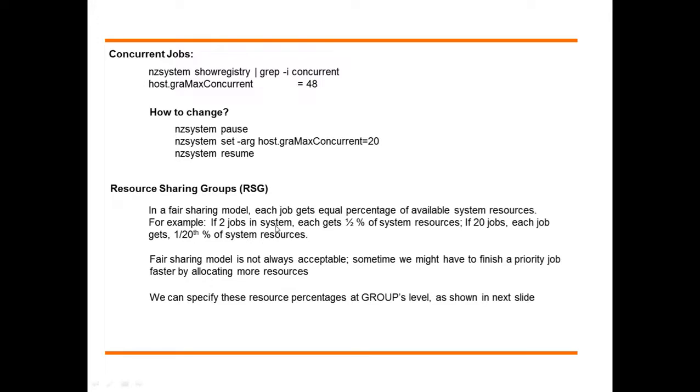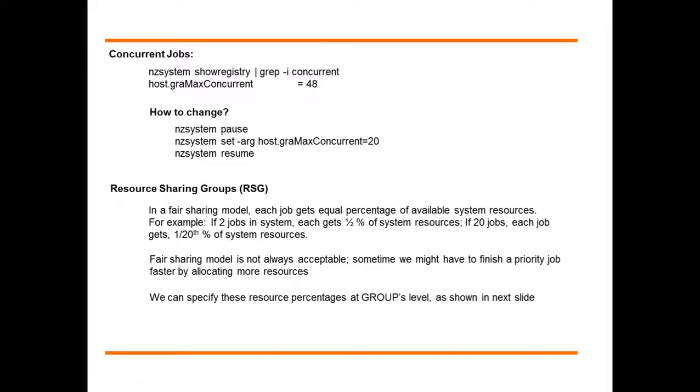For example, if there are two jobs in the system, each should get 50% of resources. If there are 20 jobs, each gets 1/20th. But the fair sharing model is not always acceptable. Sometimes we might have to finish a priority job faster by allocating more resources.